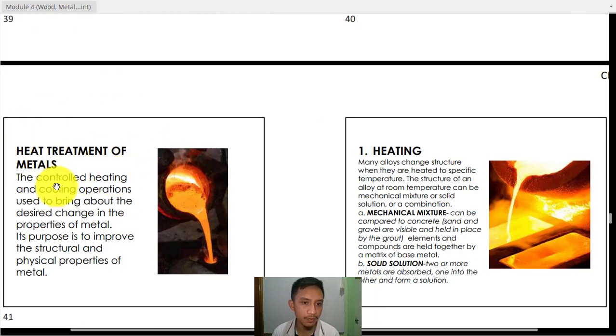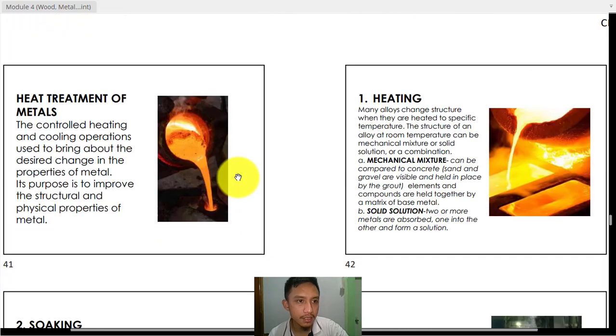Heat treatment of metals. So these are now the treatments. Heat treatment of metals is the controlled heating and cooling operations used to bring out the desired change in the properties of metal. Its purpose is to improve the structural and physical properties of the metals. Let me share the experience that we had in a field trip before. We visited a mill. A mill is a manufacturer of steel, structural steel, and steel bars.